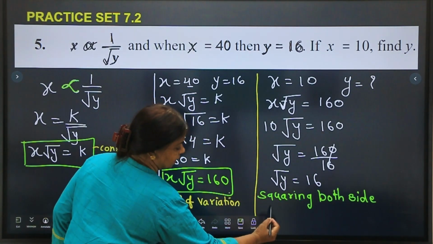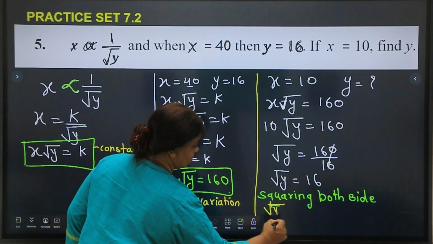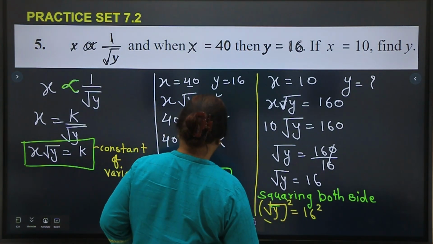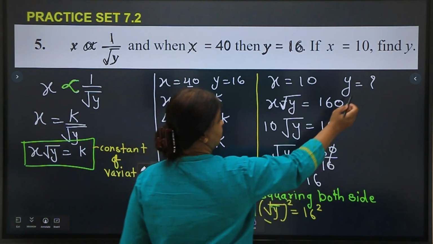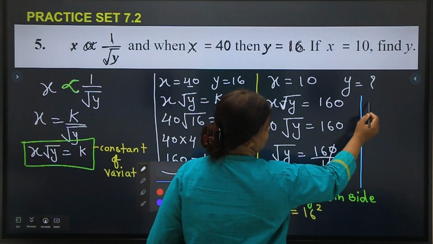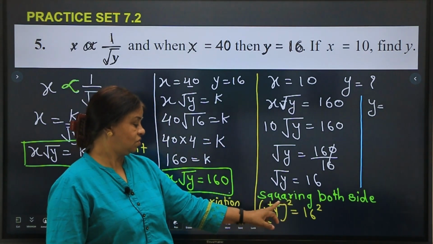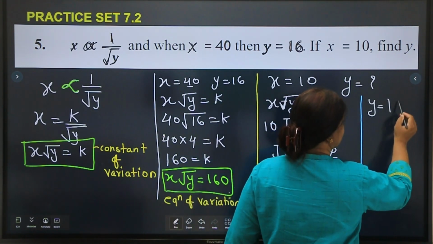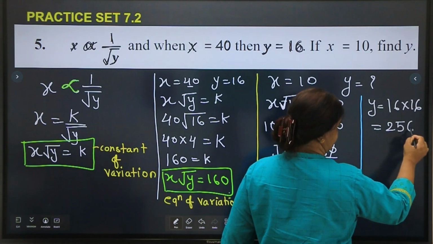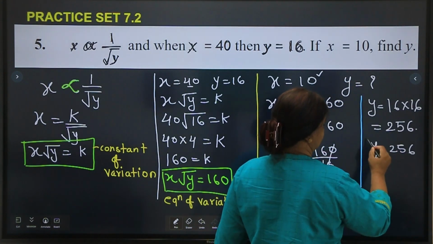So root y whole square is equal to 16 square. What are we getting? Root y square means y, so y is equal to 16 into 16, and 16 into 16 is 256. So y value is 256 when x is 10.